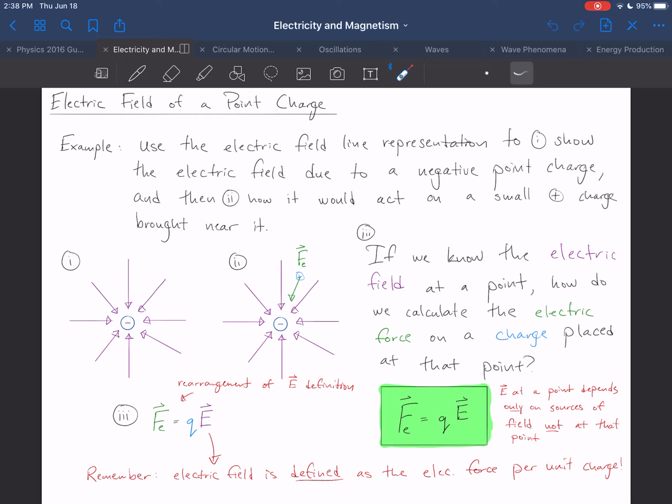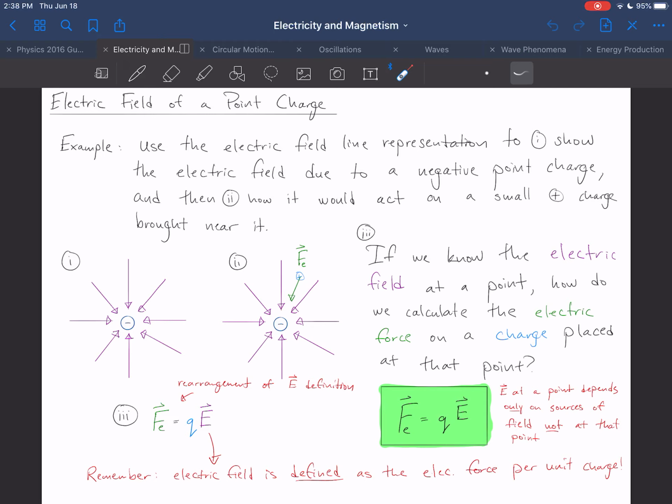Okay, well, that negative charge using the electric field line representation just has arrows pointed inward that get closer and closer together as the field gets stronger. But what happens to a small positive charge brought near it? Well, we've already studied that. We already know fundamentally what happens. That small positive charge will feel a force towards that negative charge, okay? That point negative charge. And that force you could calculate using Coulomb's law. But you could also calculate it if you simply knew the electric field, okay?